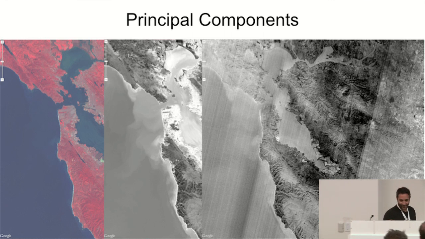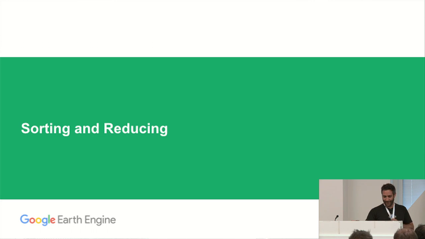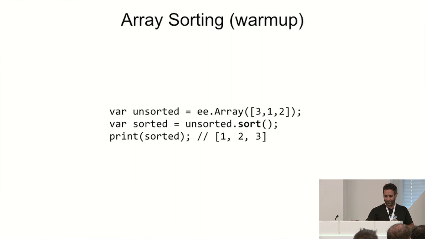Okay, I'm going to keep going because I'm really running out of time here. Sorting and reducing. Okay, here's an unsorted array. If you call sort, it will be sorted.